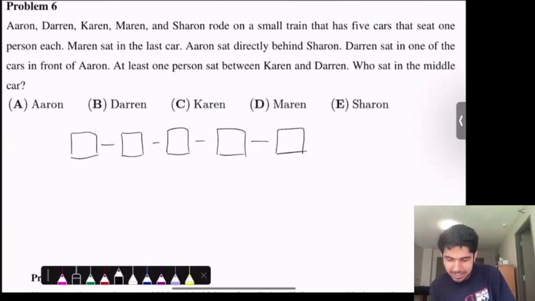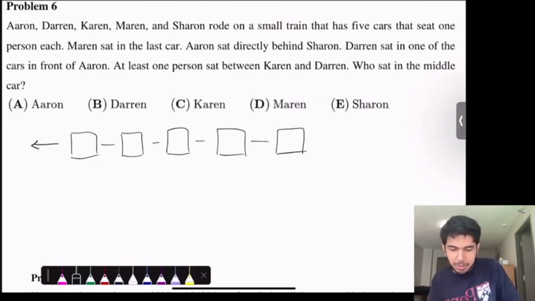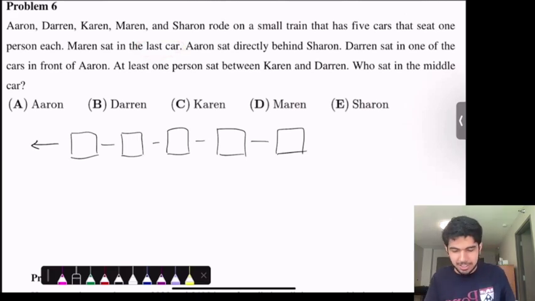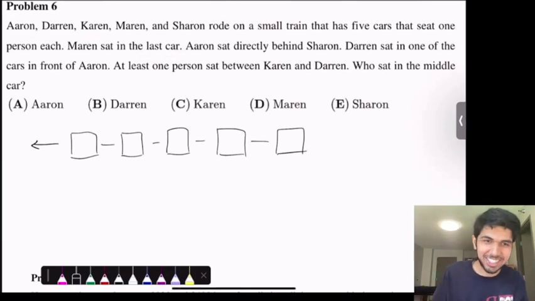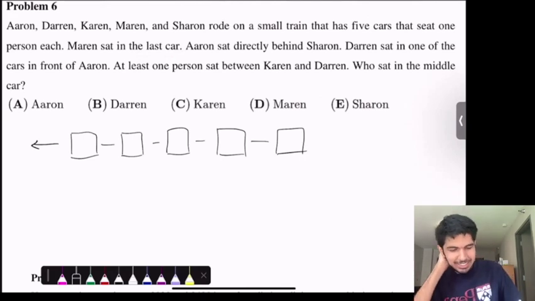They're linked by cars, and we'll say that the train is going this way. I like to indicate the direction of the train because we mentioned something about someone being in the last car, so with a direction we know which one is the last car. So instead of calling them Aaron, Darren, Karen, Marin, Sharon, whoever, we'll just use the first letter of their names: A, D, K, M, S. So, Marin sat in the last car.